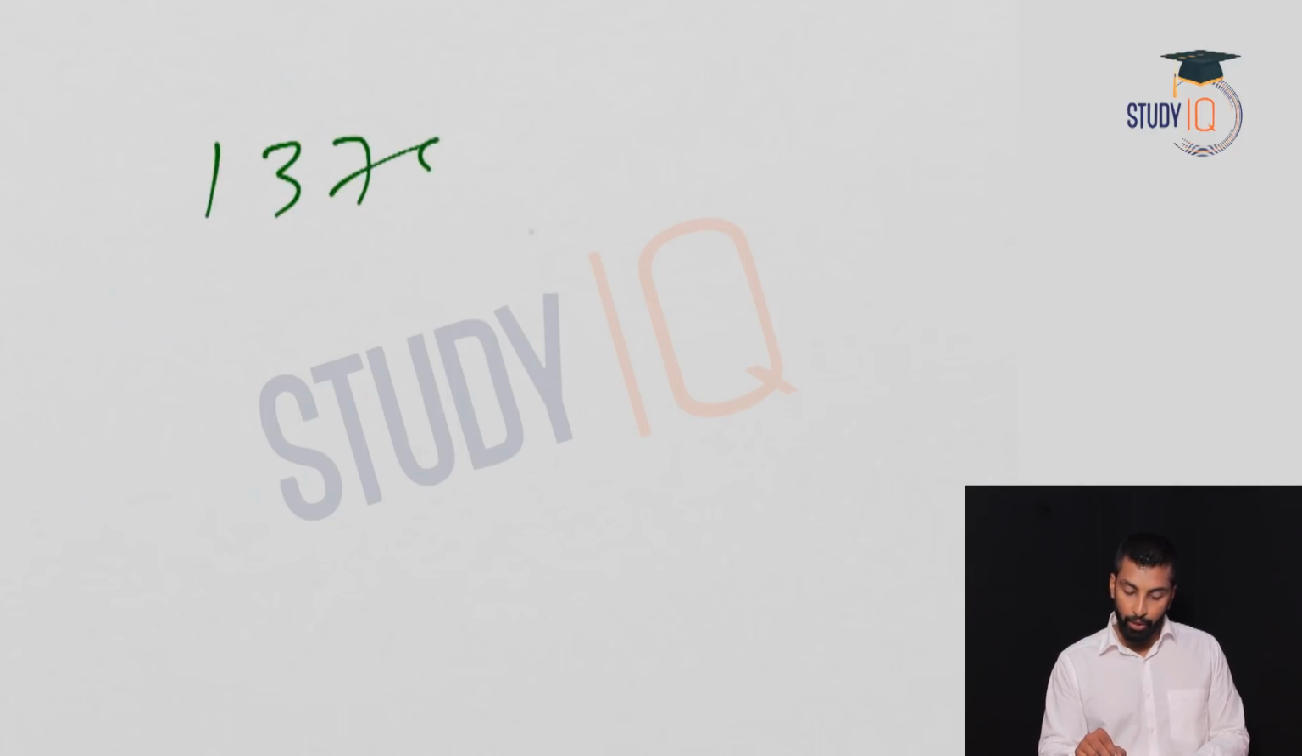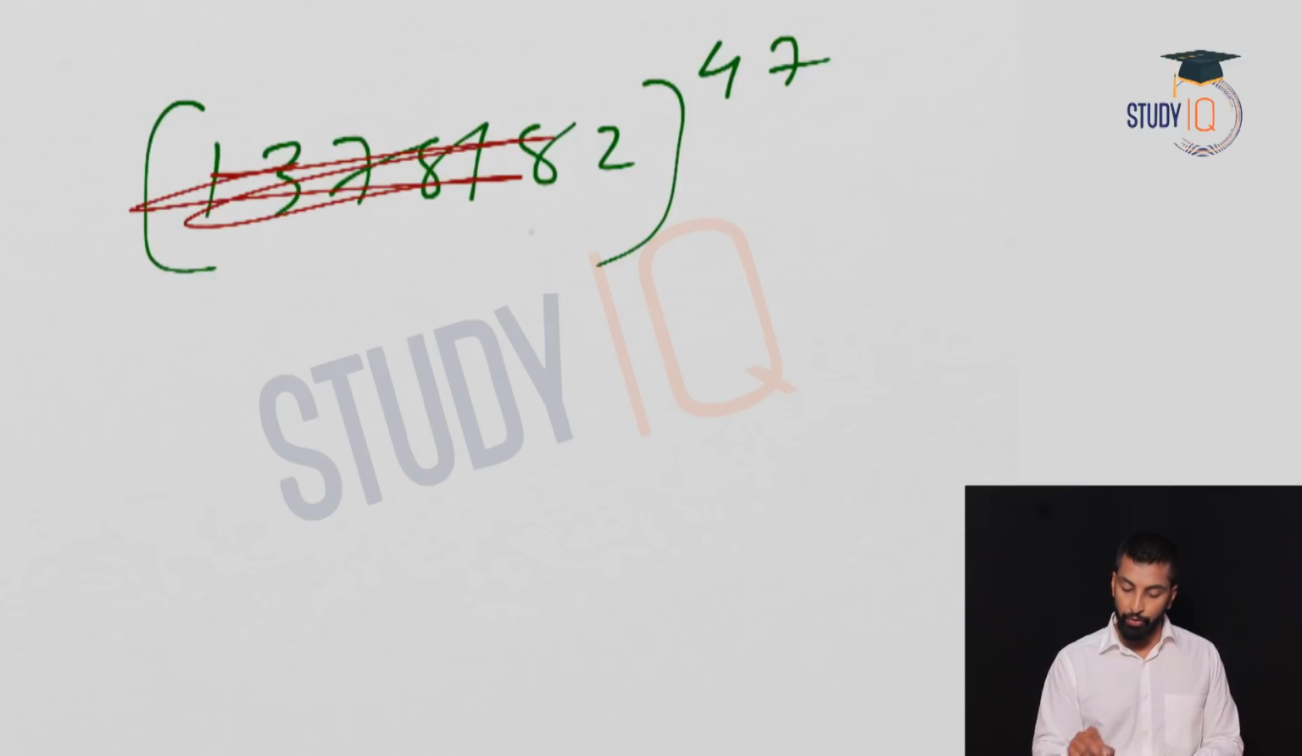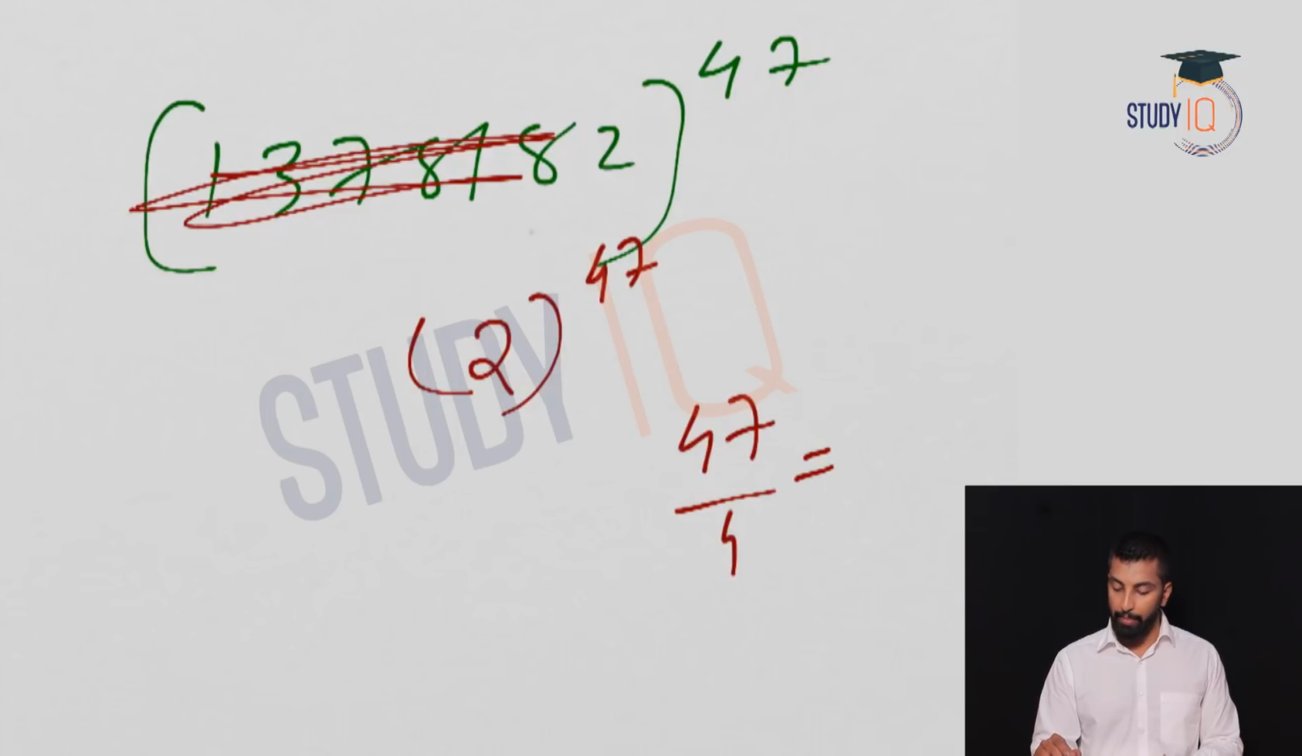I hope this is clear. So if I give you a complex question like 13728 raised to 47, it can't be complex, right? How can it be complex? Because the other digits are anyway not important for you. Then it's only 2 raised to 47. You take the power 47, divide by 4, and see what the remainder is. It is 3, and you write it as 2 raised to 3, so your answer is 8.